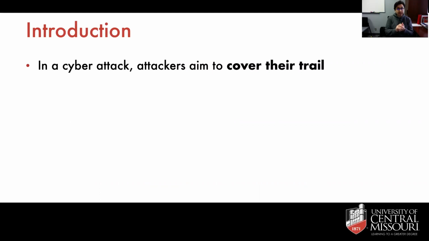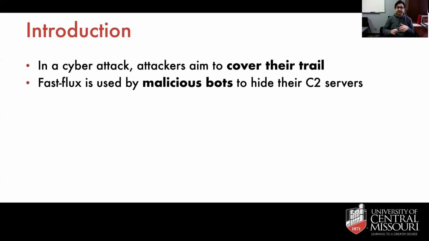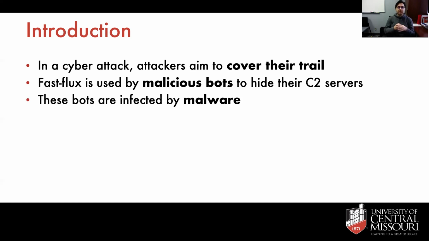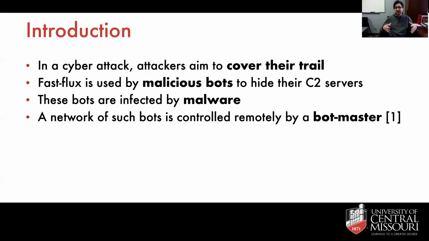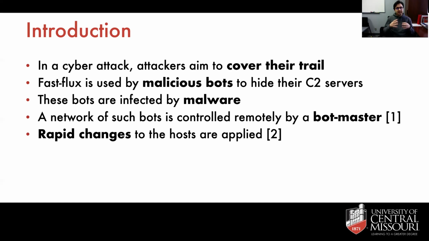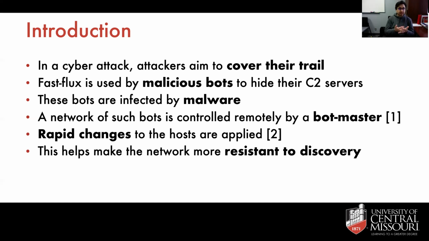So first of all, in a cyber attack, attackers typically aim to cover their trail. And Fast-flux is one of those mechanisms that are used by malicious bots in order to basically hide the command and control servers. These bots are infected by malware, and a network of these bots is typically controlled remotely by a bot master. What happens is they apply rapid changes to the IP addresses of the hosts in order to prevent them from being discovered. So this basically helps make this network more resistant to discovery.